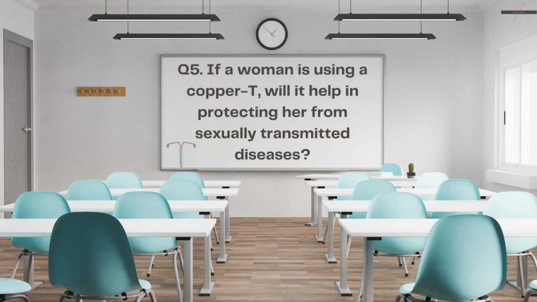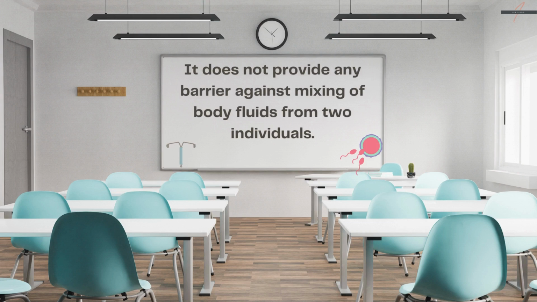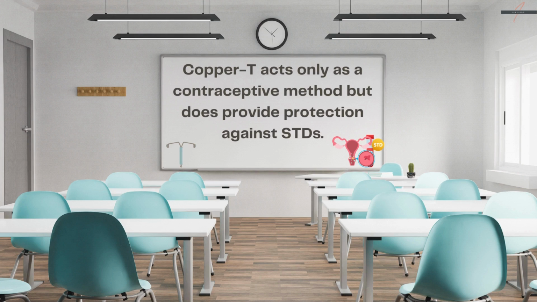If a woman is using a copper T, will it help her in protecting from sexually transmitted diseases? Copper T is an intrauterine device which does not allow fertilization to take place. However, as it does not provide any barrier against mixing of body fluids from two individuals, it acts only as a contraceptive method but does not provide protection against sexually transmitted diseases.